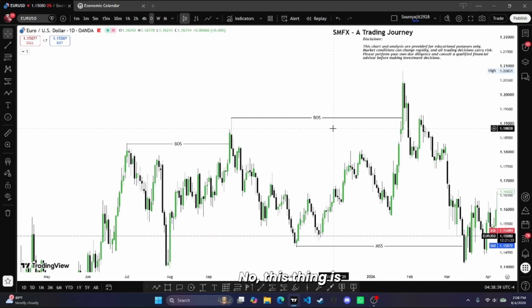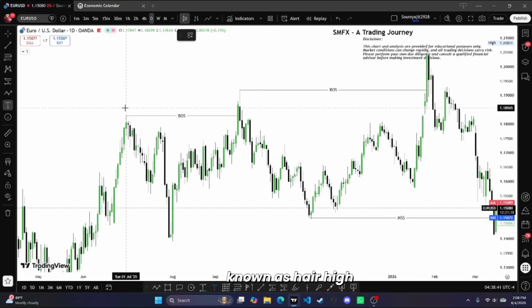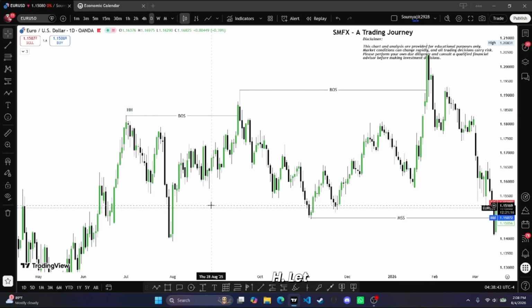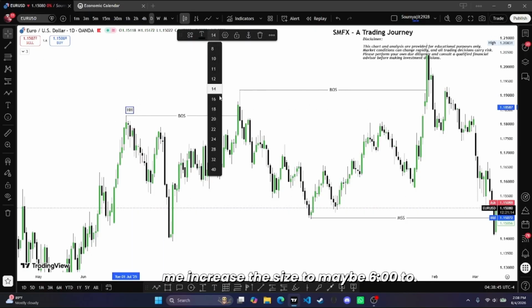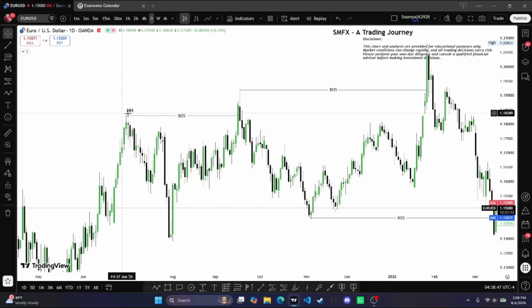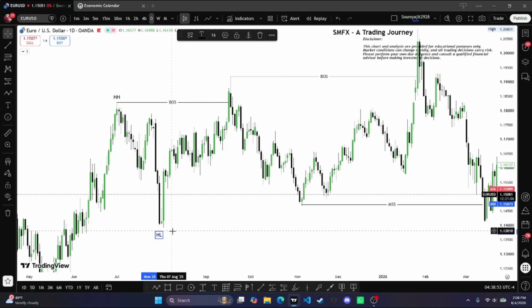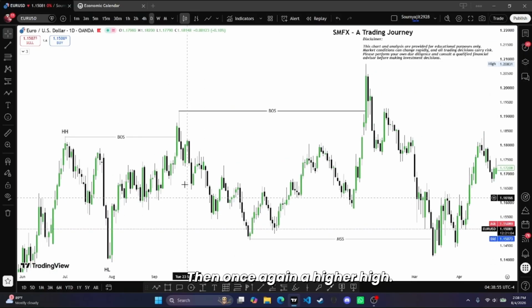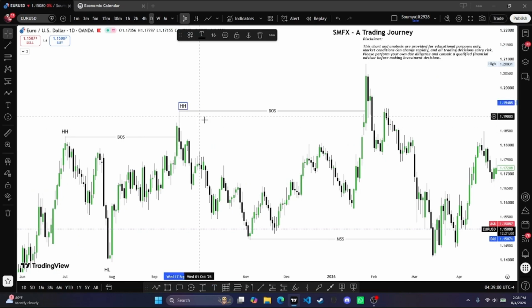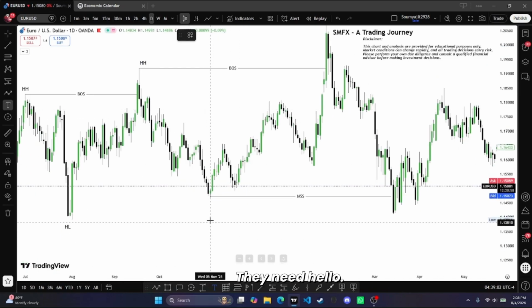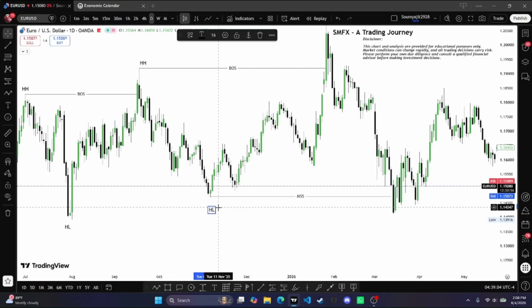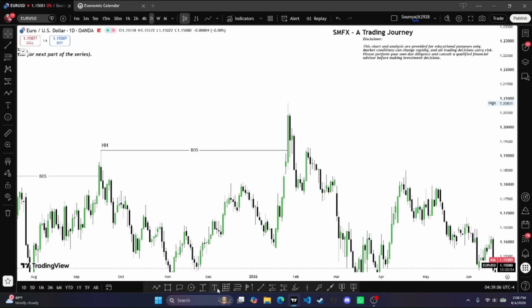Alright. Now this thing is known as higher high, HH. Let me increase the size to maybe 16. Higher high, then a higher low, then once again a higher high, then a higher low, and then a higher high.